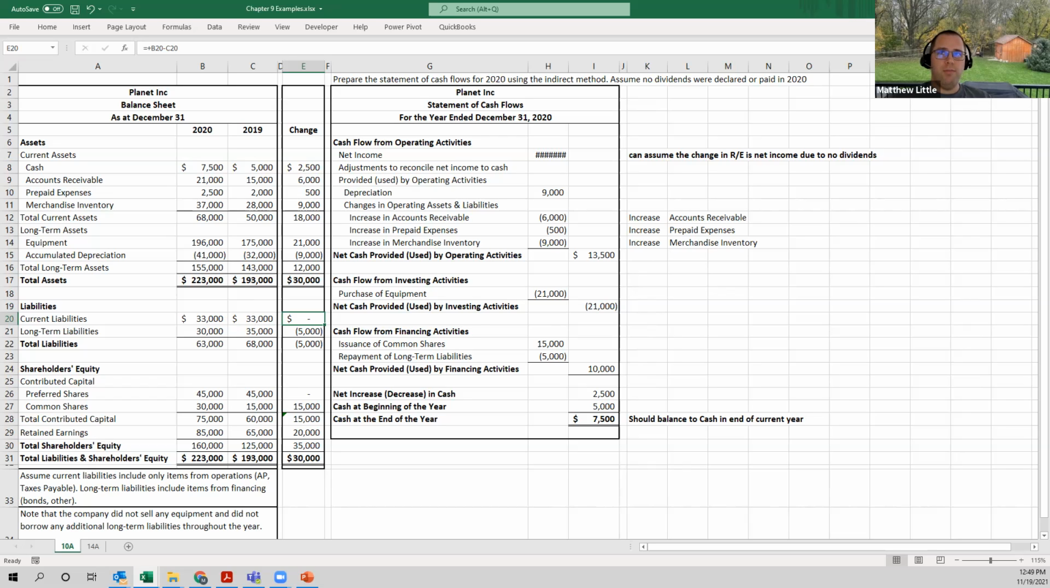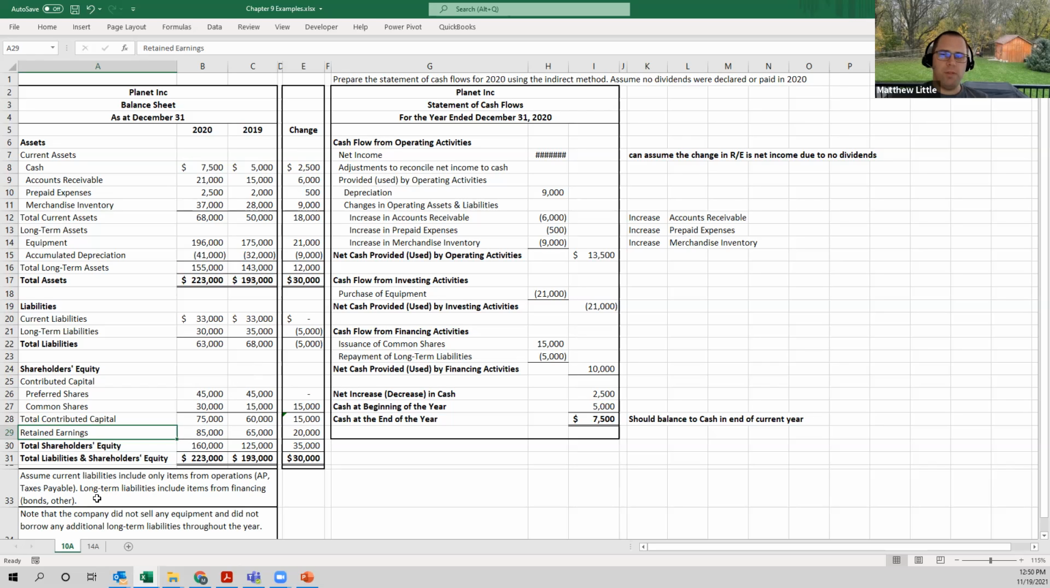So question 10A gives us the balance sheet. This whole left-hand side is provided in the workbook, and that's question 10A on page 338, where we have this company Planet Inc., their balance sheet as of December 31st with the prior comparatives. Total assets of $223,000 this year, matching liabilities and equity with the various details as well.